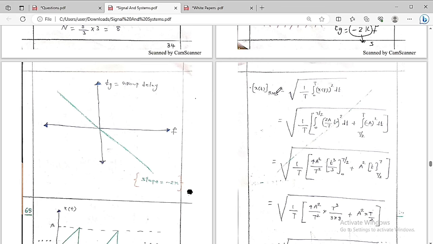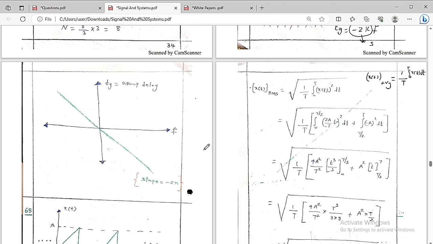So the RMS value is nothing but x of t RMS is equal to under root of 1 by T into integration of 0 to T x of t whole square dt. So this formula is already told to you. Then what is the average value? Average value of x of t is equal to 1 by T into integration of 0 to T x of t dt. These formulas are already told to you many times. So x of t RMS is equal to under root of 1 by T into integration of 0 to T x of t whole square dt.